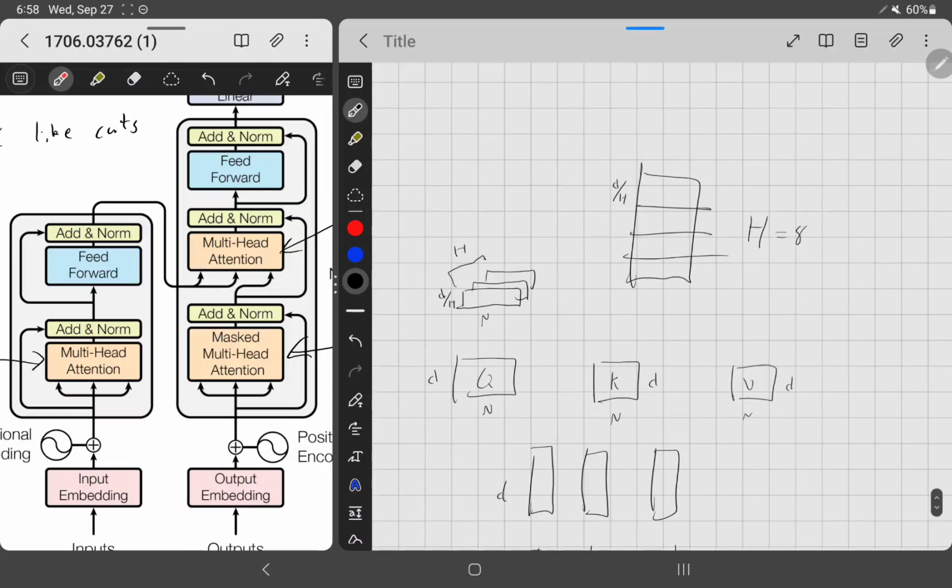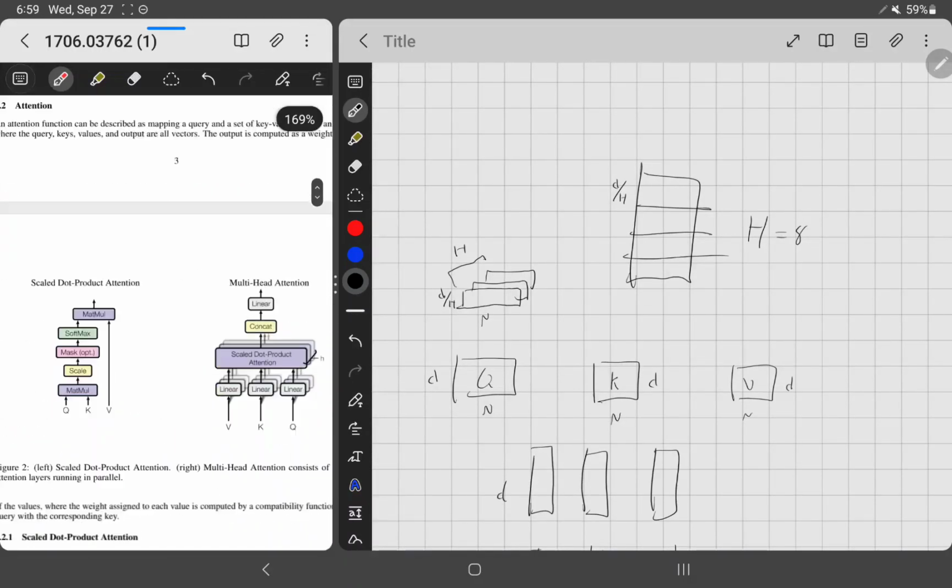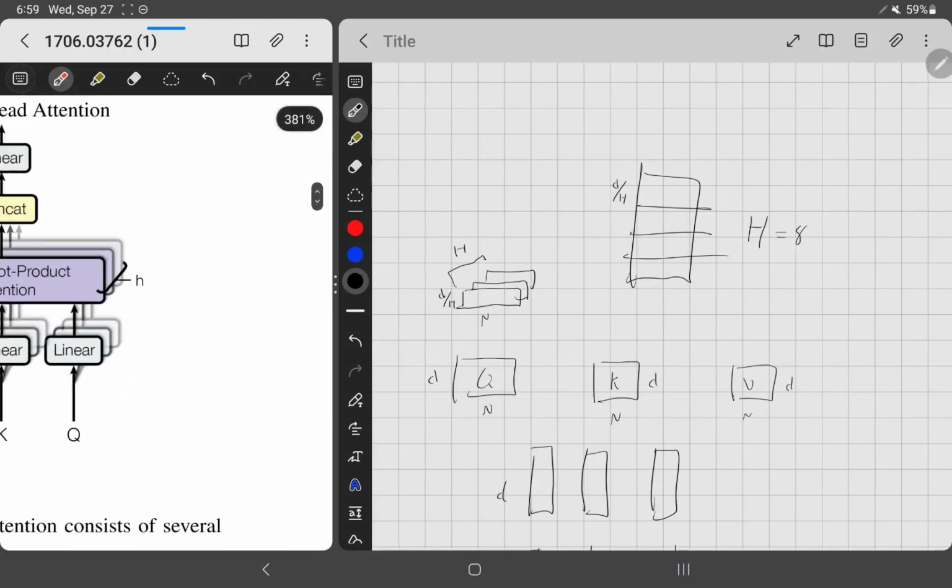Do you want to show the picture in the paper for it? They have a really nice picture. Yeah, so here's the scaled up model if you had attention.